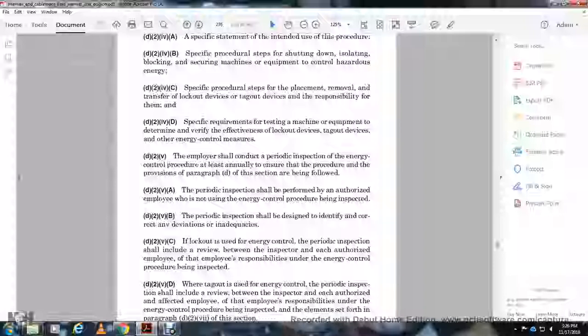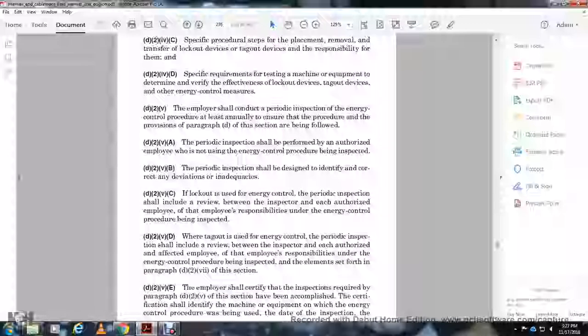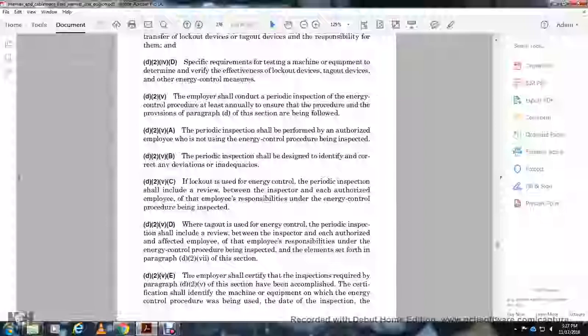The periodic inspection of the energy control procedure shall include a review, between the inspector and each authorized employee, of that employee's responsibilities under the energy control procedure being inspected. Where tagout is used, the periodic inspection shall also include a review, between the inspector and each authorized and affected employee, of their responsibilities under the procedure being inspected, including the elements set forth in paragraph D2.7 of this section.